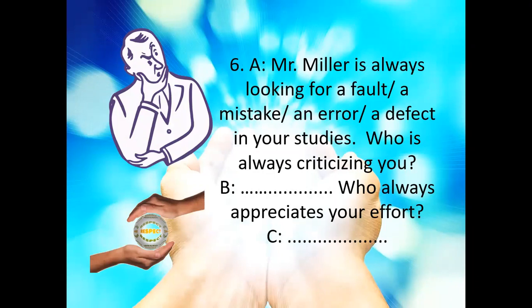Dialogue six. Mr. Miller is always looking for a fault. He is always looking for a mistake, an error, a defect in your studies. Who is always criticizing you? George Green is always criticizing me. Who always appreciates your effort? My parents always appreciate my effort.